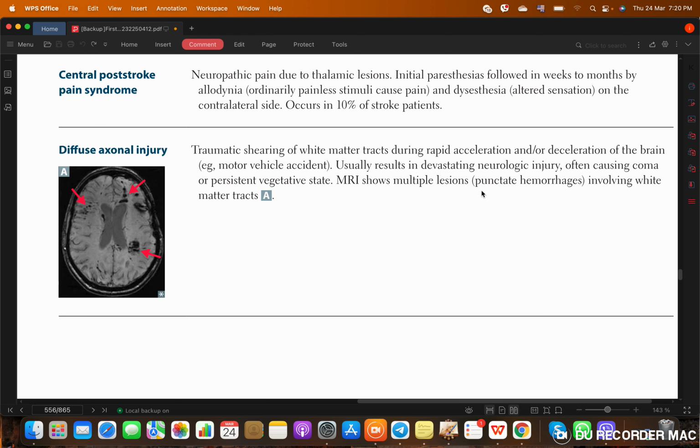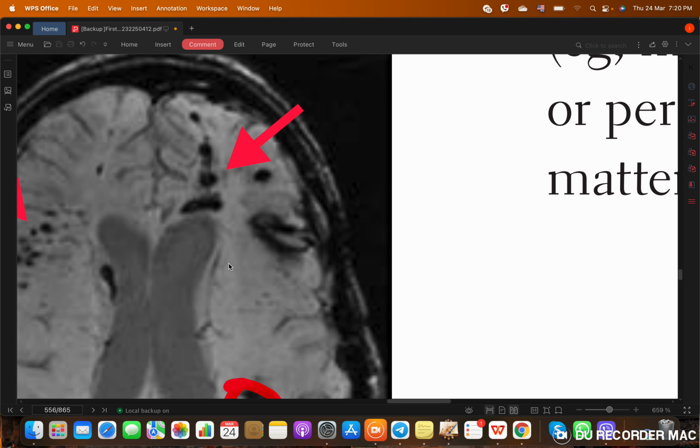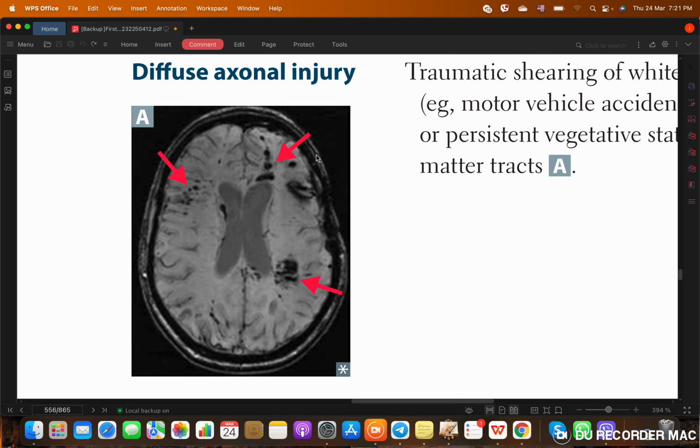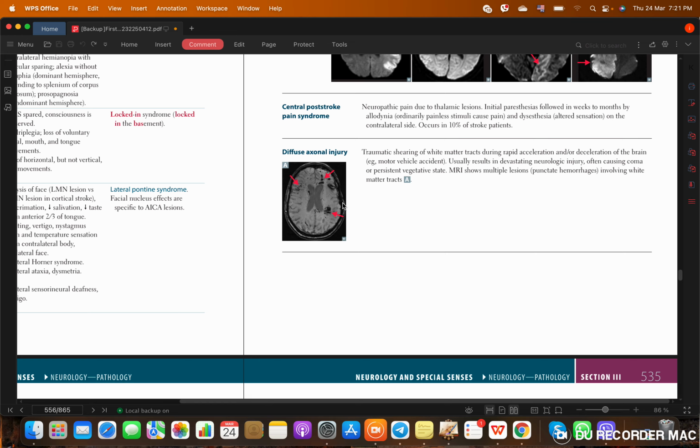MRI shows multiple lesions, also known as punctate hemorrhages, as you can see here, here, here, here, here, and here, and here. Sorry, and here. Okay, so all of the black stuff. Good. Involving the white matter tracts.